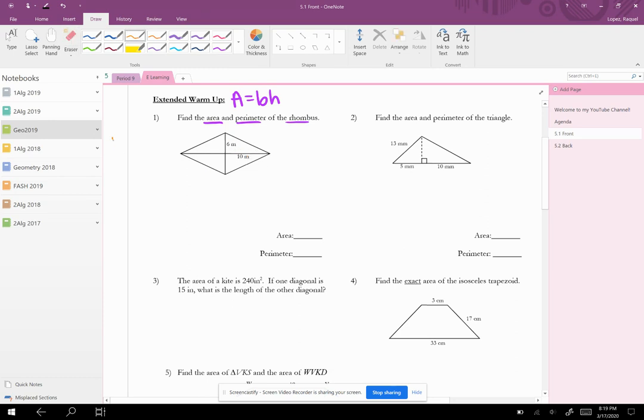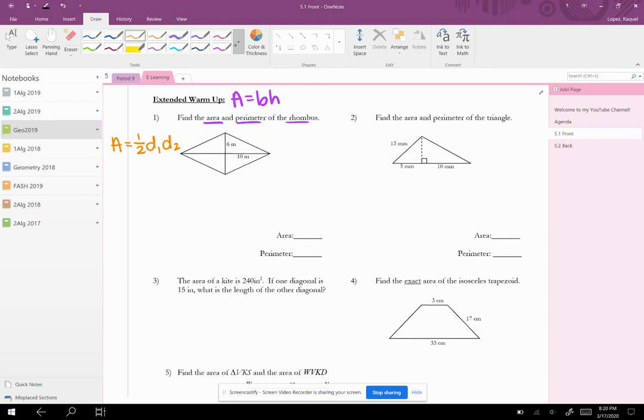The other formula that I can use is 1/2 diagonal 1 times diagonal 2. I can use this formula with any shape that has perpendicular diagonals. So I can use this formula for kites, I can use this formula for squares, and that's about it. Oh, and rhombuses, obviously. But you cannot use this formula for rectangles.